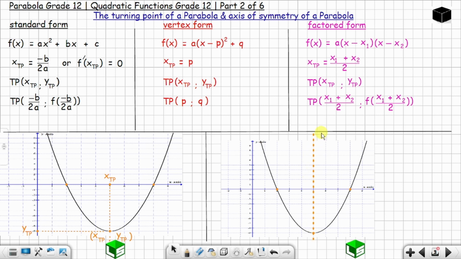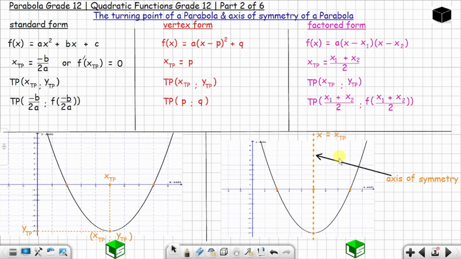So this is the axis of symmetry, which is this line. So if you try to fold the parabola around this line, this part and this part are going to lie exactly on top of each other. So a parabola has got one axis of symmetry. So this line is known as the axis of symmetry. And if you have to find the equation of this line, it's going to be x is equal to the x coordinate of the turning point.